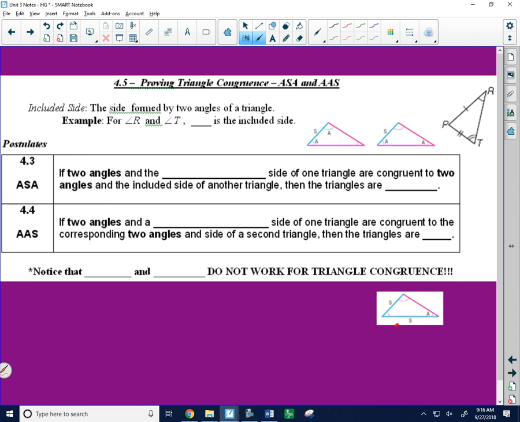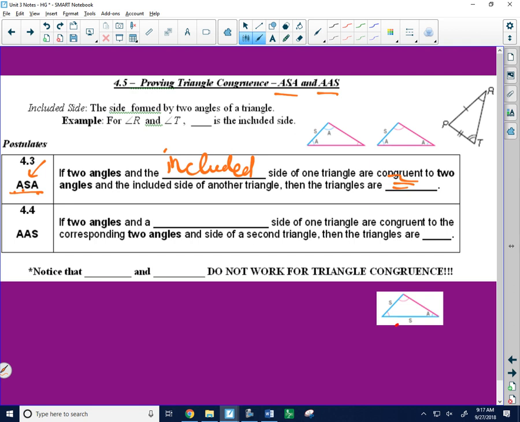So today, angle side angle, ASA, and angle angle side, AAS. These are two new shortcuts. You can probably guess what they mean based on what we did yesterday, but I'll talk through them here. Angle side angle. So notice where the S is here. This is saying you have two angles congruent, and the side is included between the two angles, and it's congruent to two angles and an included side in another triangle. And if you have that, then the triangles are congruent. So this is included.